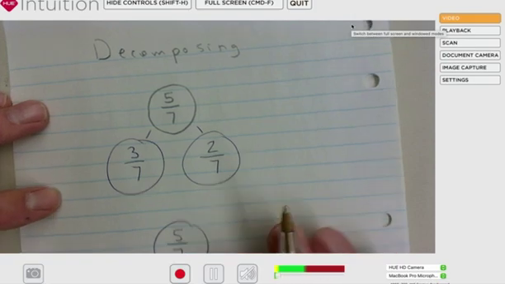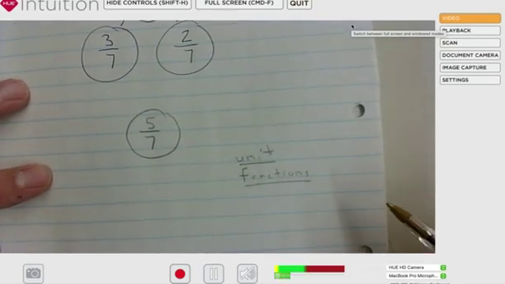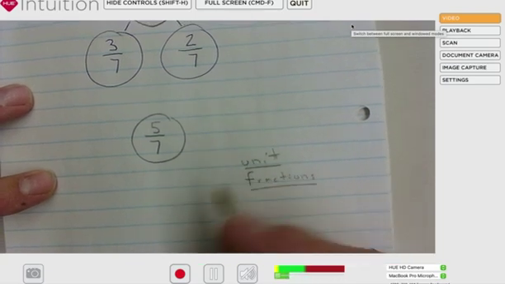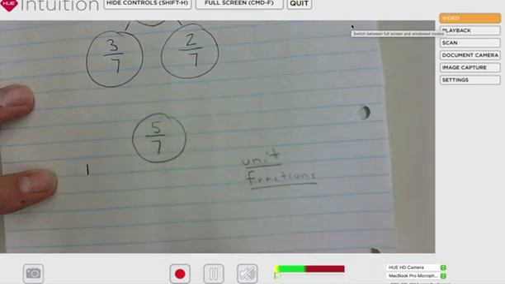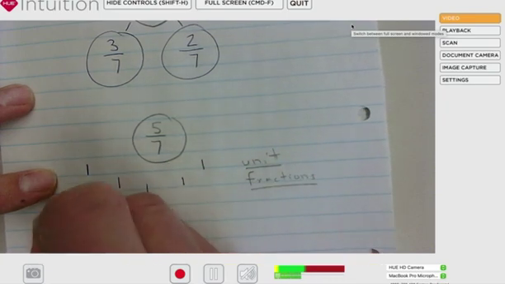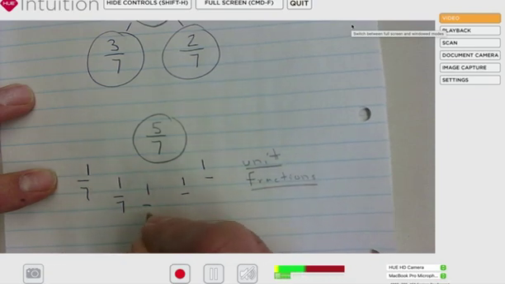We could do that. Now, what about breaking it down into unit fractions? This is another term that you need to know. A unit fraction is when the top number is a 1. Okay? 1 plus 1 plus 1 plus 1 plus 1 is 5. And all of these are going to be 7ths.